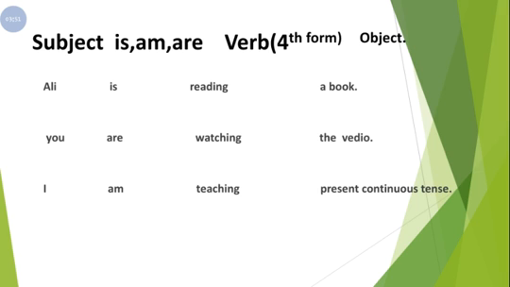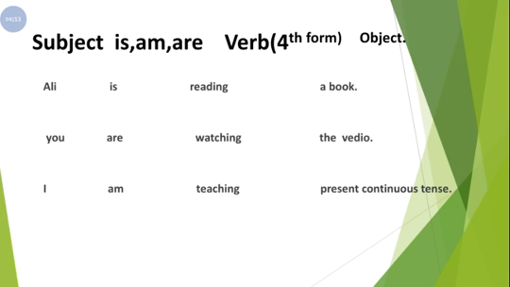Now let's see some sentences. Ali is reading a book. Ali is singular, that's why with it we use is. You are watching the video. So with you we use are. I am teaching present continuous tense. So this is how we make the sentences of present continuous tense in which the action is ongoing.